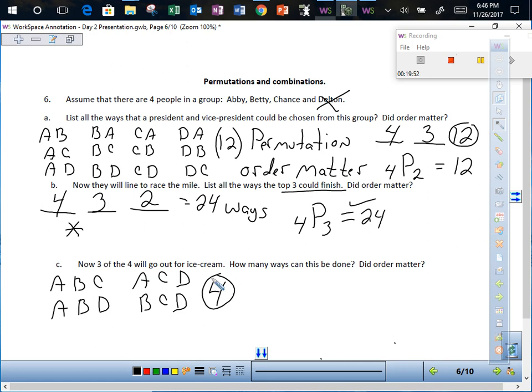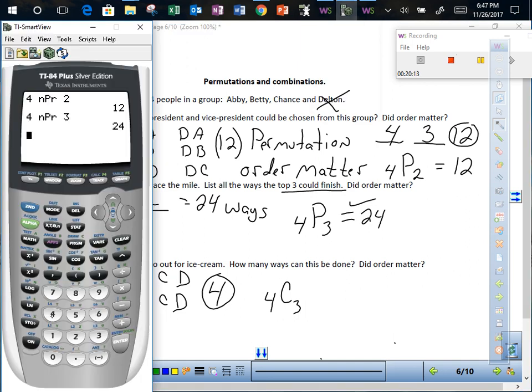What's this going to look like in terms of your calculator? I've got 4 friends. It's a combination, and order doesn't matter. So guys, we're going to type that in your calculator the same way. 4, math over to probability, and instead of nPr, it's nCr for combination. I'm going to take 3 of them. And hopefully my calculator shows me that the answer is 4.